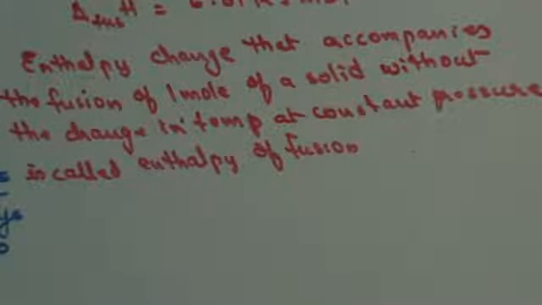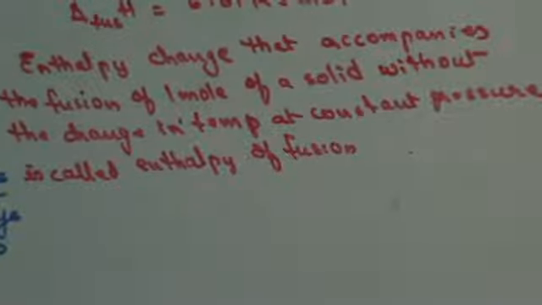From the equation, I hope you understand what the equation says. It says that 1 mole of ice would require 6.01 kilojoules of heat energy to convert it into 1 mole of water. Fine, do you get this? Next, what do you understand by enthalpy of vaporization?